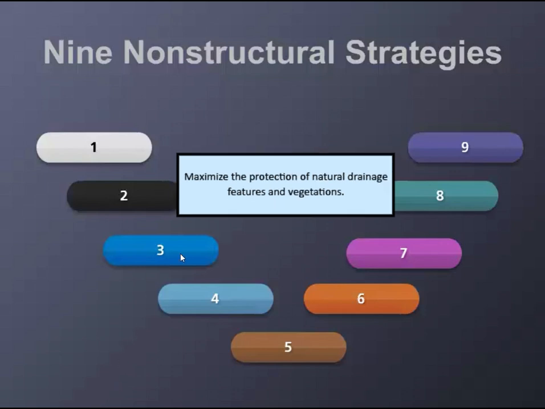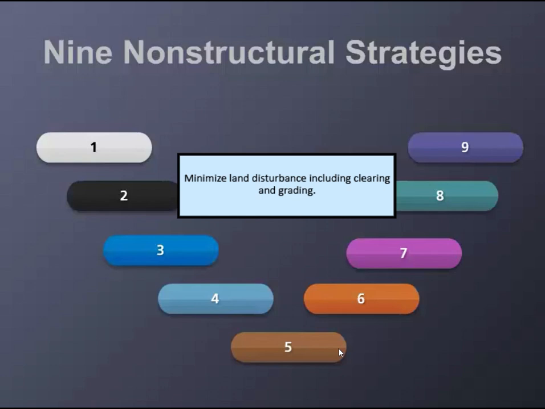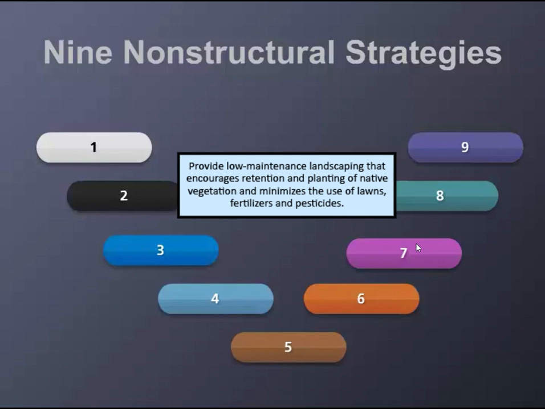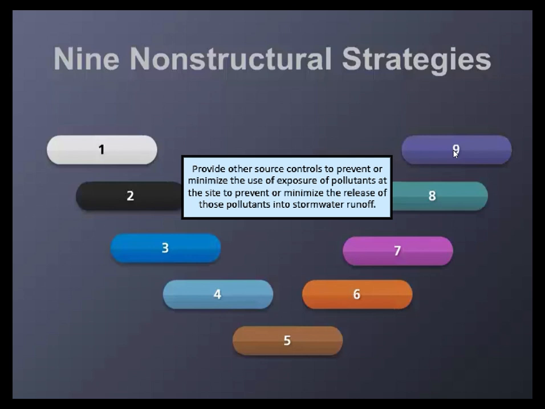Protect areas that provide water quality benefits or areas particularly susceptible to erosion and sediment loss. Minimize the decrease in the time of concentration from pre-construction to post-construction. Minimize land disturbance, including clearing and grading. Minimize soil compaction. Provide low-maintenance landscaping that encourages retention and planting of native vegetation and minimizes the use of lawns, fertilizers, and pesticides. Provide vegetated open channel conveyance systems discharging into and through stable vegetated areas. Provide other source controls to prevent or minimize the use or exposure of pollutants at the site, to prevent or minimize the release of those pollutants into stormwater runoff.